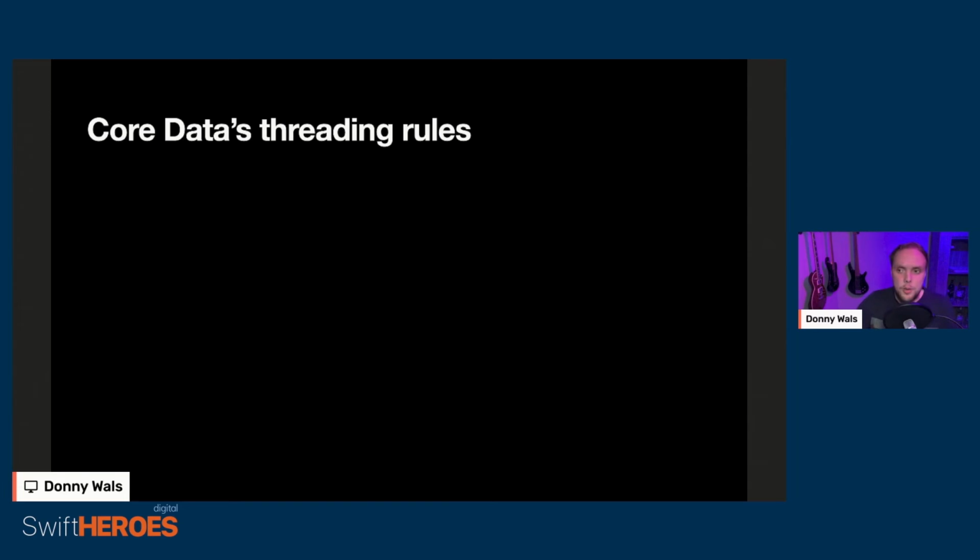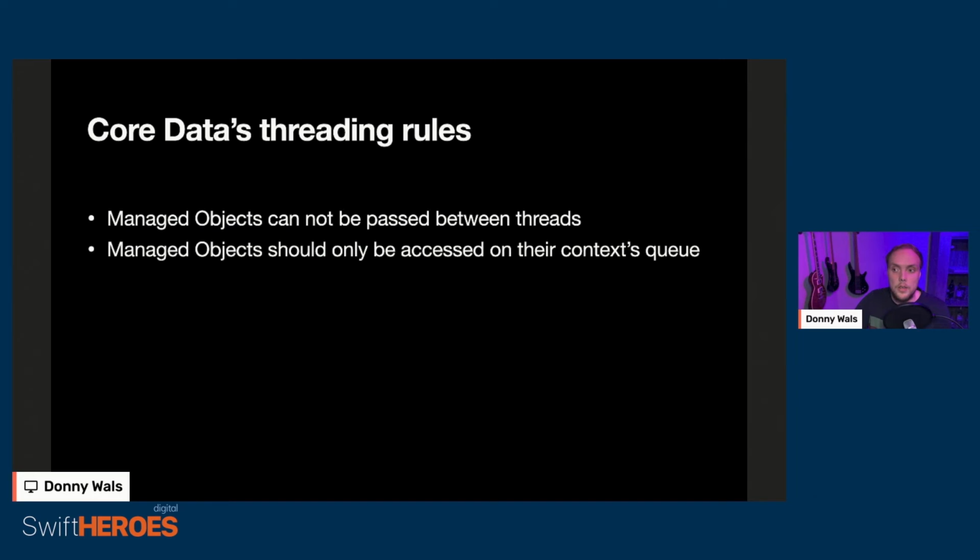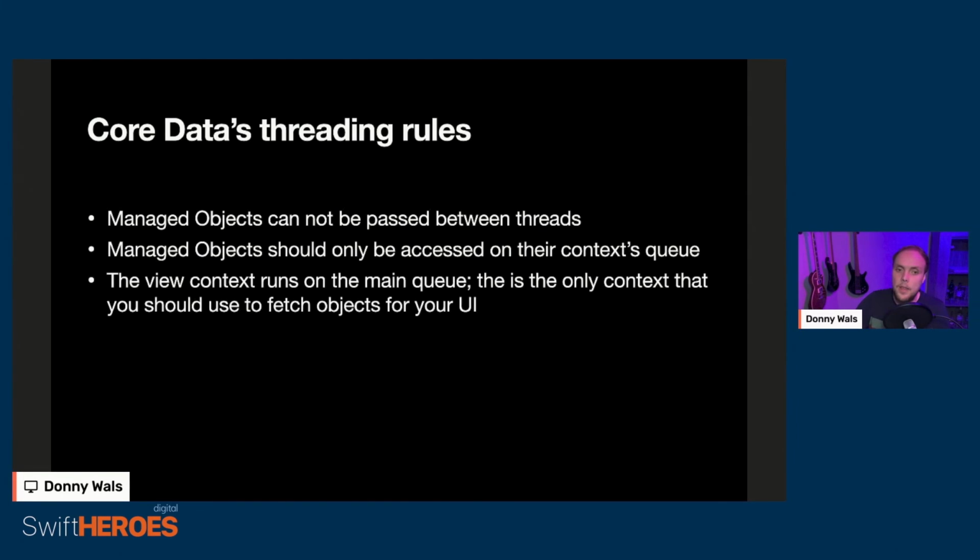Before I show you that, let's go over Core Data's threading rules. Because managed objects, as I already mentioned in the beginning, cannot be passed between threads. If you load a managed object into the view context, it has to be used on the main queue. Managed objects should also only be accessed on their context queue. So even if you have two background contexts and you assume that they're on the same queue, make sure that you run your code on the correct queue. And you can do this by calling perform or perform and wait on a managed object context. The view context is the queue that runs on the main queue, and this is the only context that you should use to fetch objects for your UI.